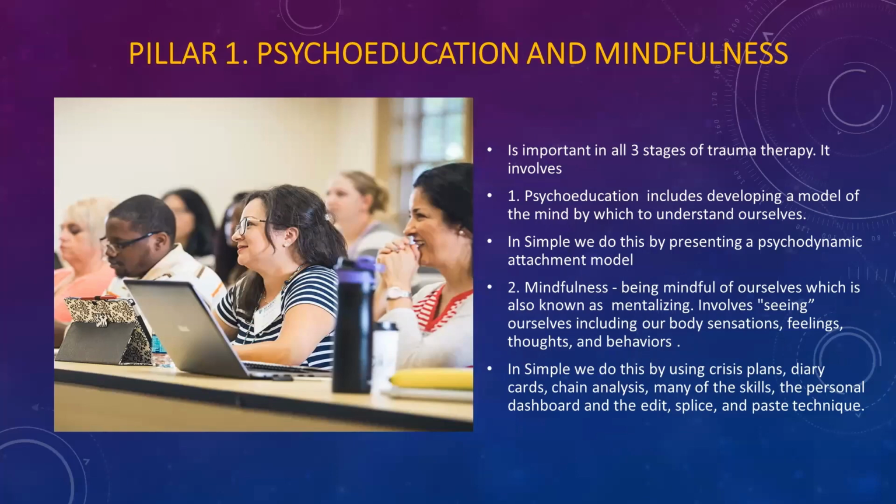Psychoeducation is important in all 3 stages of trauma therapy. It involves 1, psychoeducation includes developing a model of the mind by which to understand ourselves. In Simple, we do this by presenting a psychodynamic attachment model. 2, mindfulness. Being mindful of ourselves, which is also known as mentalizing, involves seeing ourselves, including our body sensations, feelings, thoughts, and behaviors. In Simple, we do this by using crisis plans, diary cards, chain analysis, many of the skills, the personal dashboard, and the edit, splice, and paste technique.